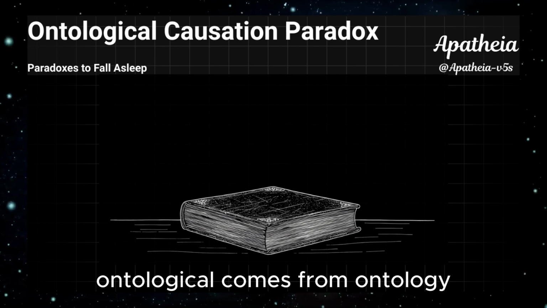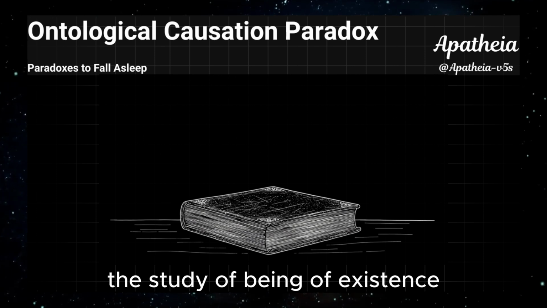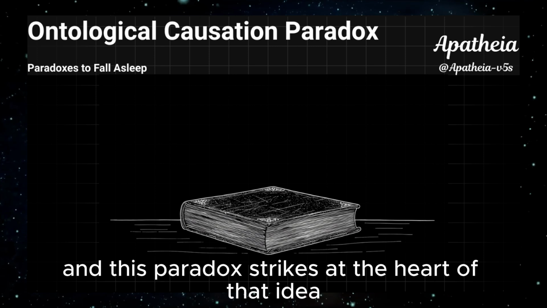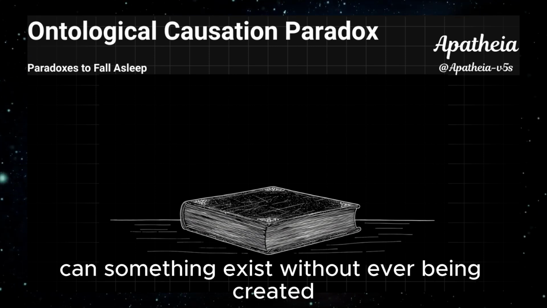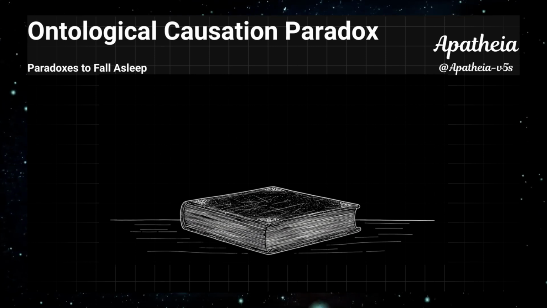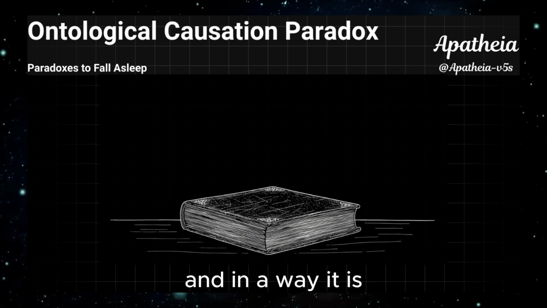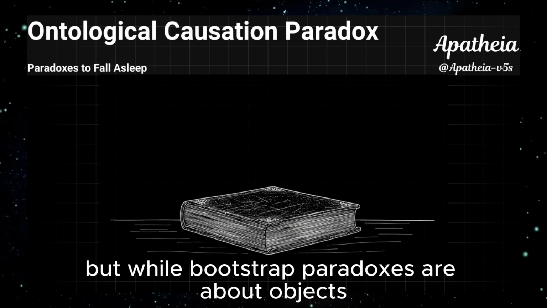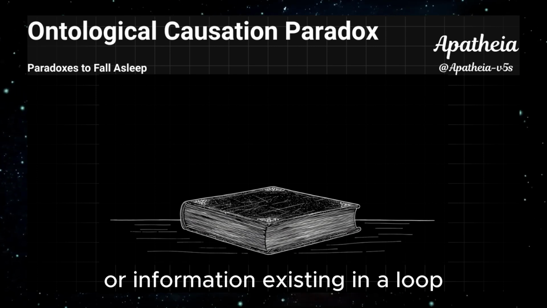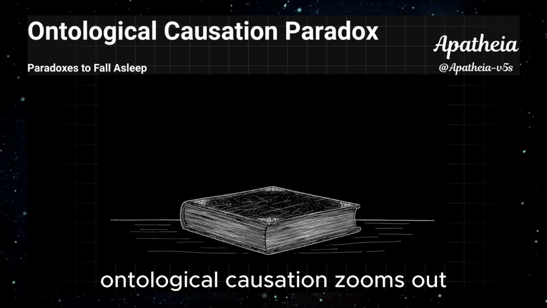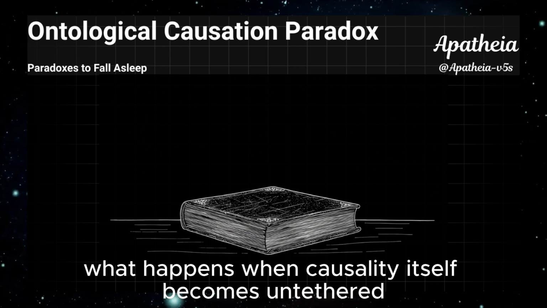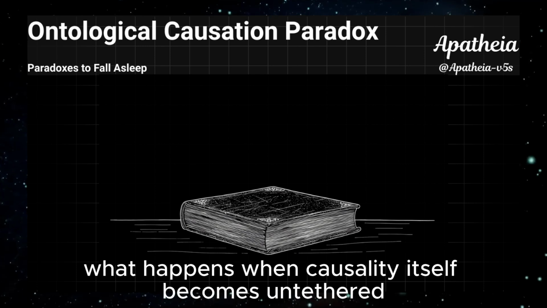Ontological comes from ontology, the study of being, of existence. And this paradox strikes at the heart of that idea. Can something exist without ever being created? On the surface, it might sound like a variant of the Bootstrap Paradox, and in a way, it is. But while Bootstrap paradoxes are about objects or information existing in a loop, ontological causation zooms out and asks the deeper question. What happens when causality itself becomes untethered?